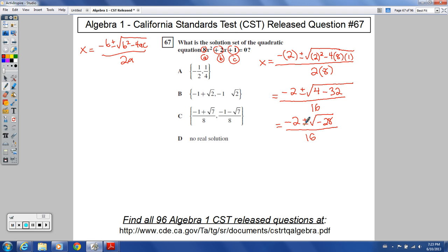If you watch the previous one to this, number 66, I talked about imaginary numbers and how you learn about those in Algebra 2, where you can deal with things like this and actually come up with a solution. But for Algebra 1 purposes we don't learn about that yet, and we've got this negative under the radical. This means that you don't have any real solutions. Because the discriminant, the part underneath the radical, is negative, that means you have no real solutions. And so your final answer for number 67 would be choice D.